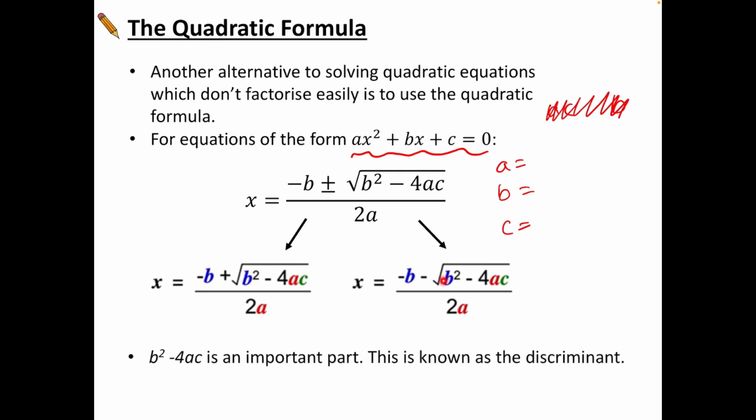B squared minus 4ac is what we like to call the discriminant, and we will later look at how that links to solving equations. Can I please ask you to pause the video here and write down these 3 bullet points along with the equations into your book?